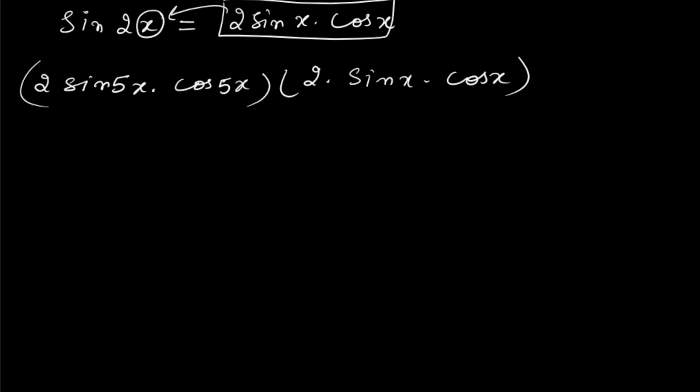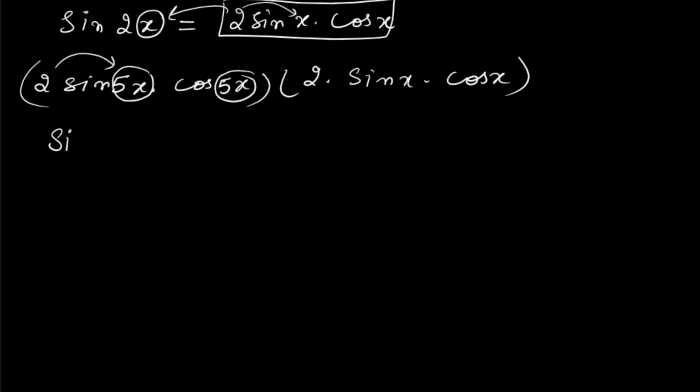We can convert this into this form. Whenever we have a 2 outside, we can multiply this 2 with the angle and write it in the form of sine 2x. So here, what is the angle? The angle should be the same. Here it is 5x. So this 2 we can multiply with the angle and write it in the form of sine 2x.